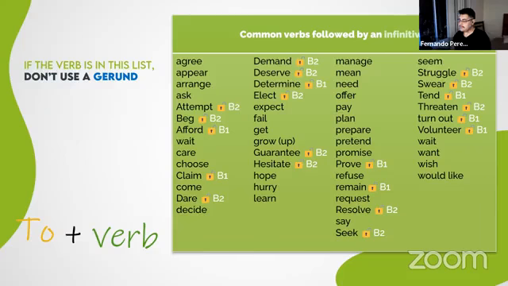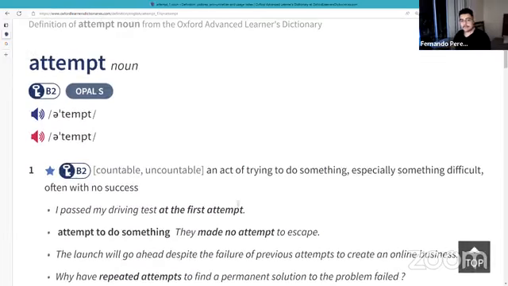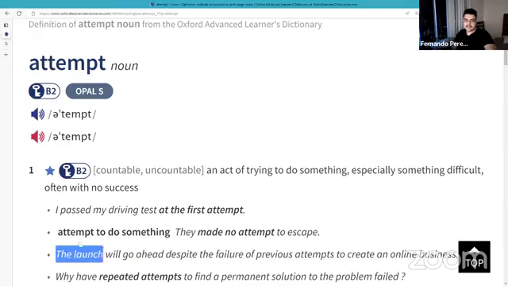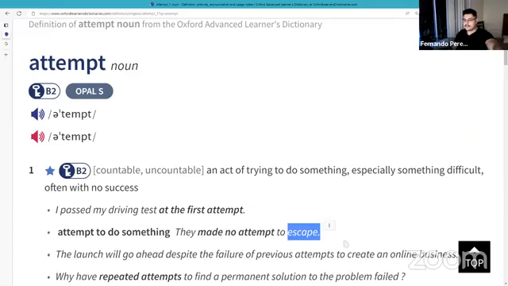Attempt. Please read me the definition, Michael. Attempt: an act of trying to do something, especially something difficult, often with no success. For example, I passed my driving test at the first attempt. Read the second example. Attempt to do something. They made no attempt to escape. Look at the verb escape here. Escape is a verb.